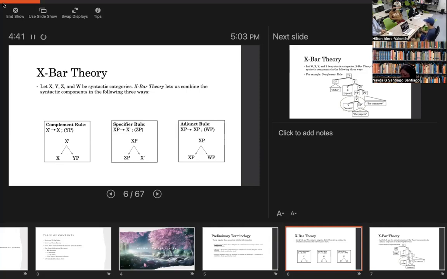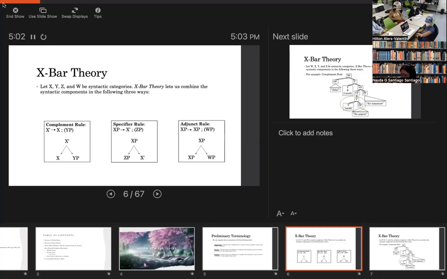rules. So we let X, Y, Z, and W just be any given syntactic categories. X-bar theory then lets us combine these components in the following three ways. We have one for each of the rules that we mentioned before. We have the complement rule, the specify rule, and the adjunct rule. You guys will have access to this presentation later on, so you can look at this in more detail.